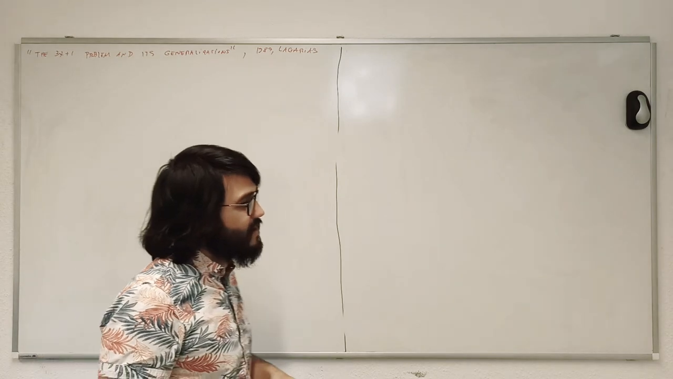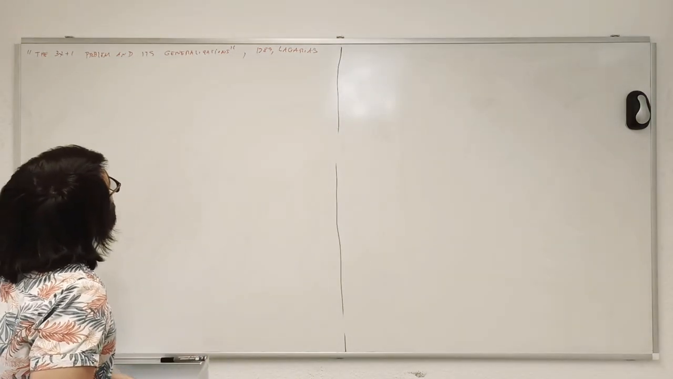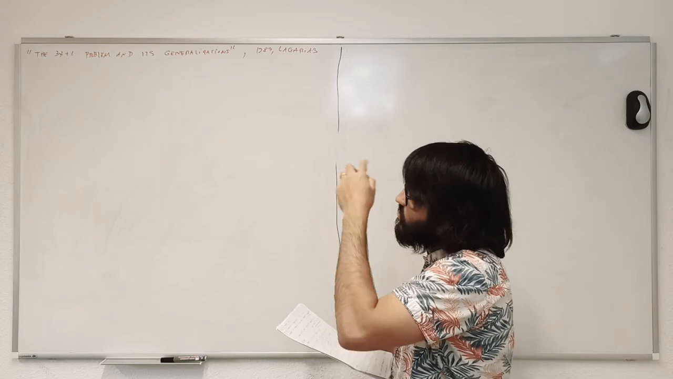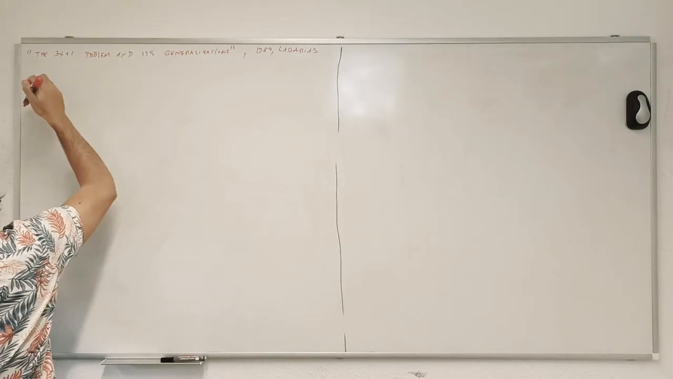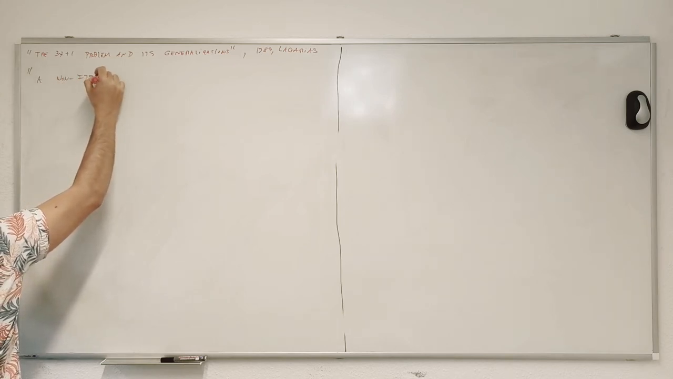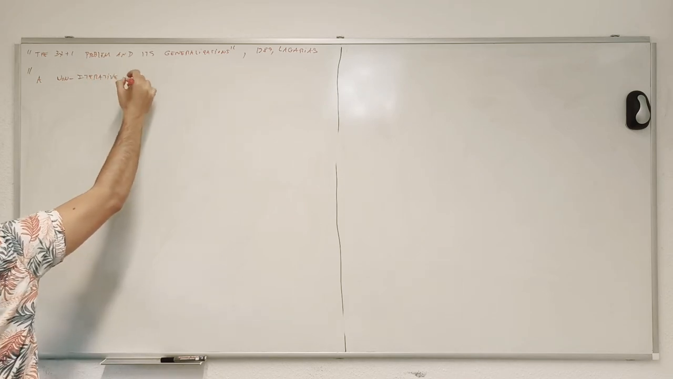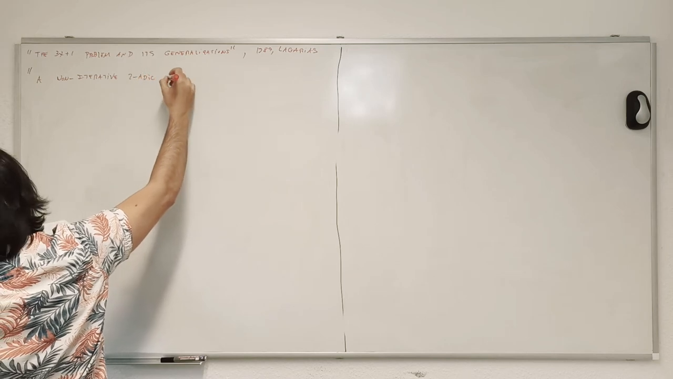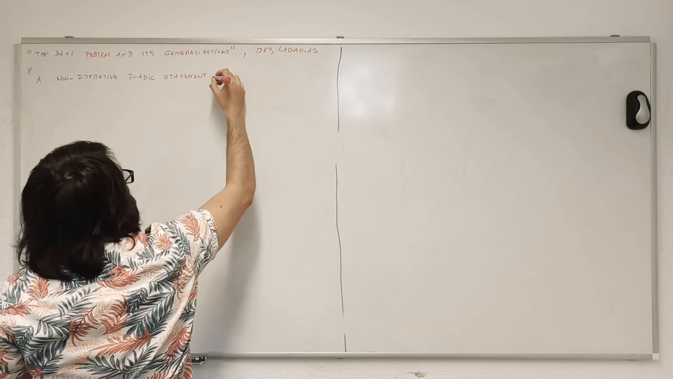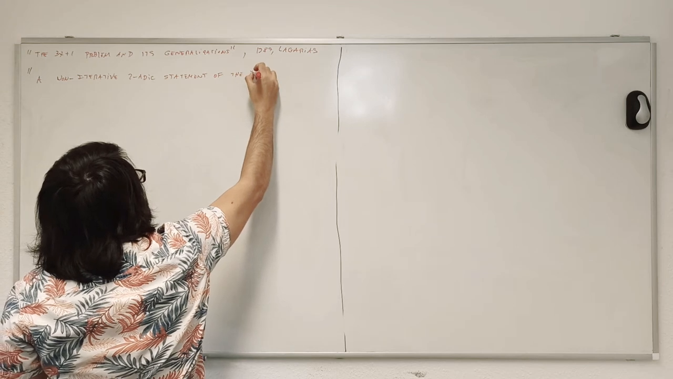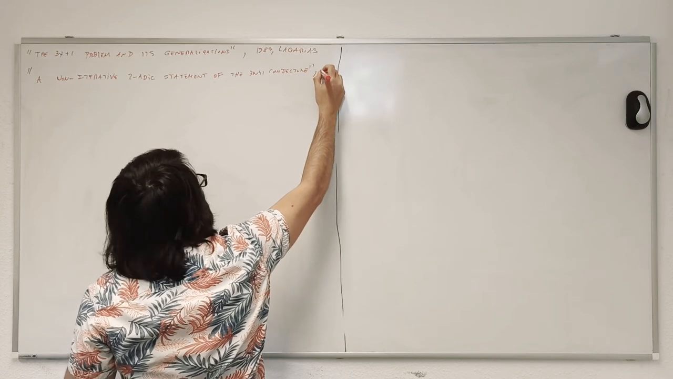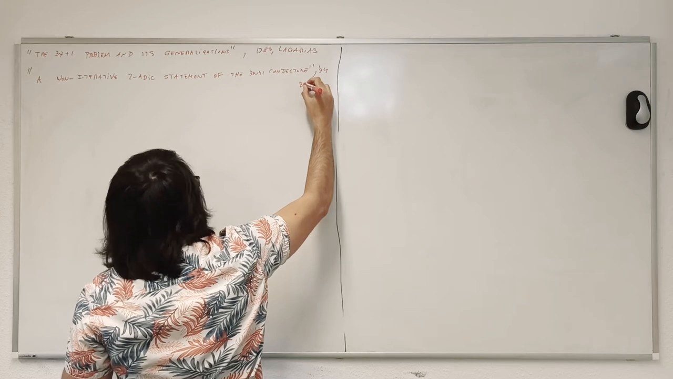Also his book, but his book is basically too much stuff. His book is just a compendium of papers published about the problem, but this is the paper to build on. The second one is A Non-iterative 2-adic Statement of the 3n plus 1 Conjecture. And this is from 94, and it's a paper of Bernstein.